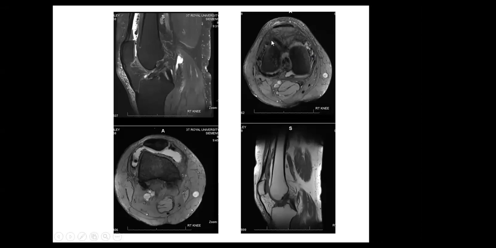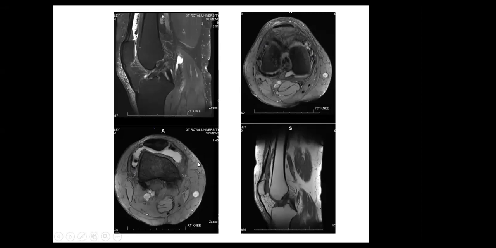Susceptibility artifact. Susceptibility artifact, what is the name of it? It's bloom artifact, okay? Yeah, so this is the bloom artifact. This is why we did the gradient recalled echo sequence on this patient, to look for the bloom artifact. So diffuse nodular, and remember these foci are hypointense on all the sequences, hypointense on PDFS, hypointense on T1, and they bloom on the gradient echo sequence.